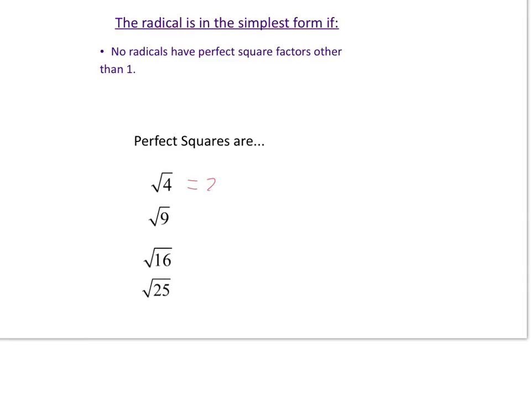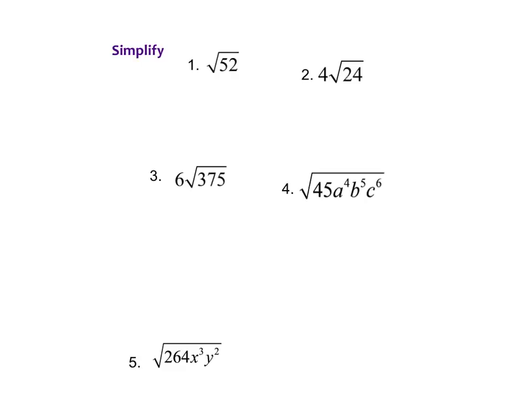The square root of 9, because that equals 3. Square root of 16, because that's 4. Square root of 25 is 5, and so on and so forth. So let's take a look at a few examples.